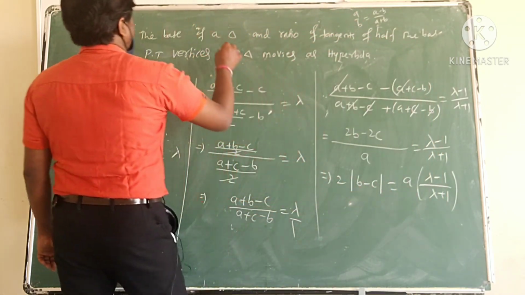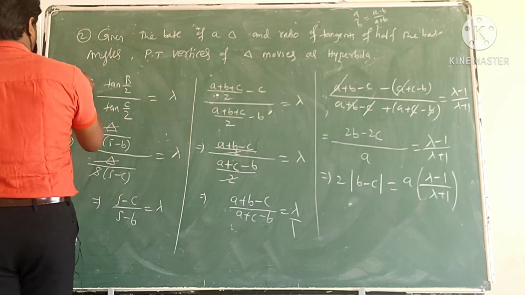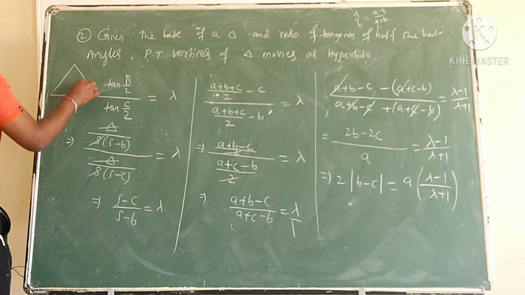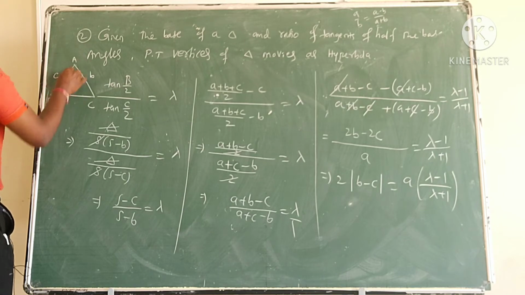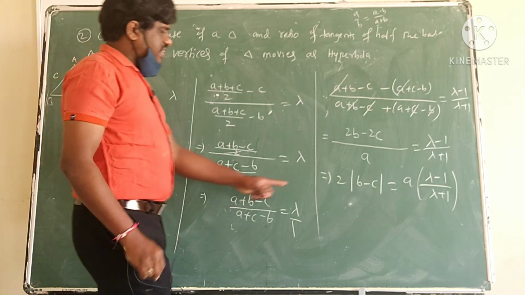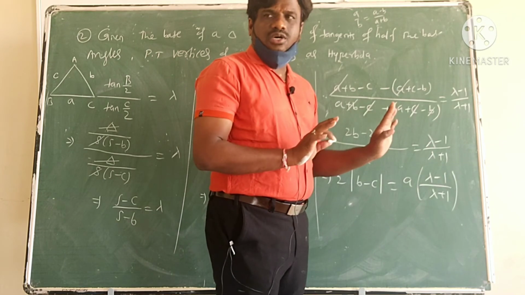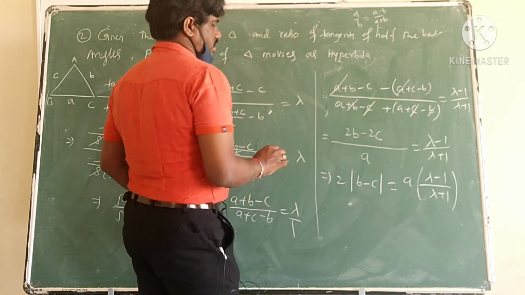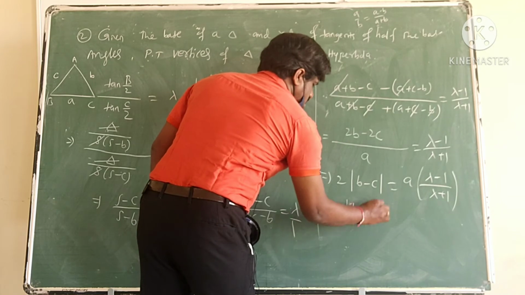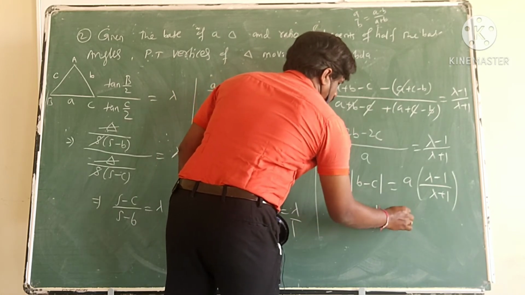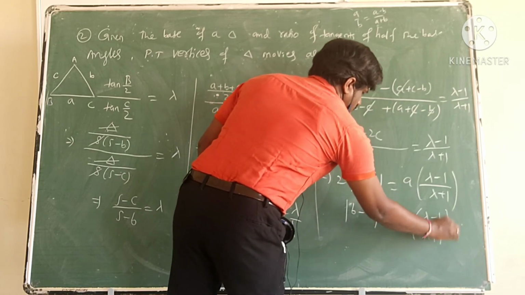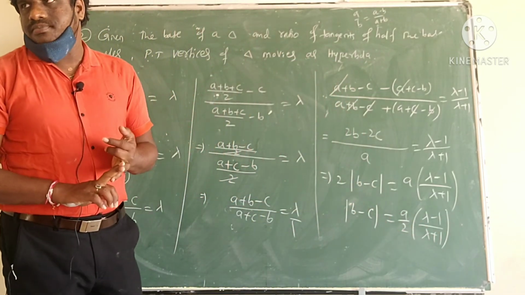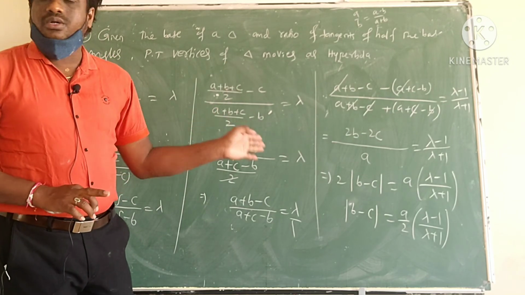See here, what I can write. If it is a triangle shape, I'll write here. This is a triangle shape. This is A, this is B, this is C. So the side opposite B is small b, the side opposite C is small c. This is A. So here, if I take that side, it's totally a constant number. A is also a number, but B minus C I can write as A by 2 into lambda minus 1 by lambda plus 1. Lambda is a number, 2 is a number. So that is totally you are going to get a constant.